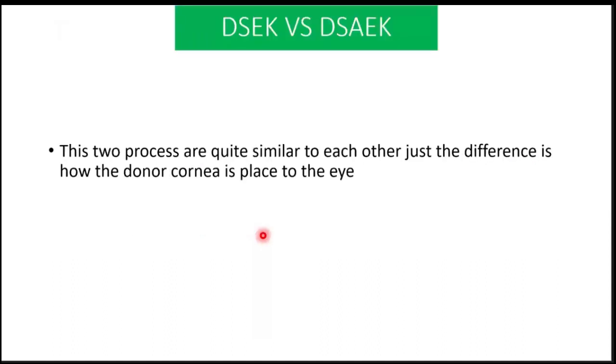So there is confusion among learners between DSEK and DSAEK. These two procedures are quite similar to each other. The difference is just how the donor cornea is prepared and placed into the eye. So DSEK involves a transplant of the back layer of the donor cornea into the patient's eye, and DSAEK is the automated version of this procedure, which uses a machine to cut the tissue.